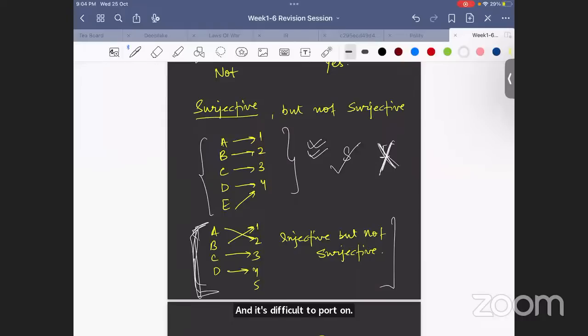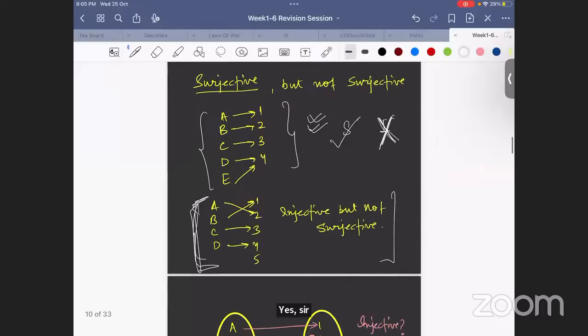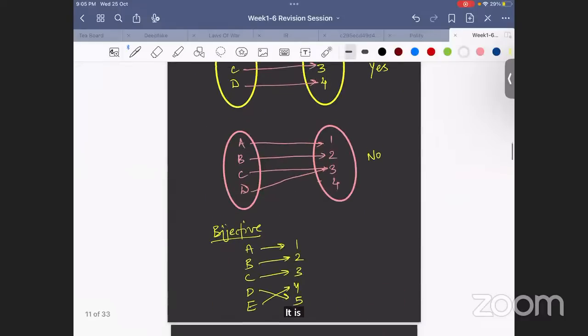Why is it not an injective function? Because two maps are coming to 4, right? For each element of set B, there must be only one mapping from set A. Then only it can be an injective function. But for the surjective function, that's not the condition. The condition for the surjective function is that the codomain should be equal to the range. Is it clear to everyone? Yes, sir.